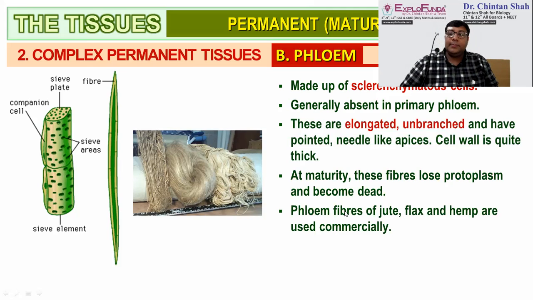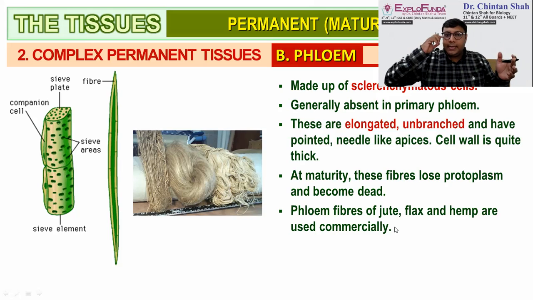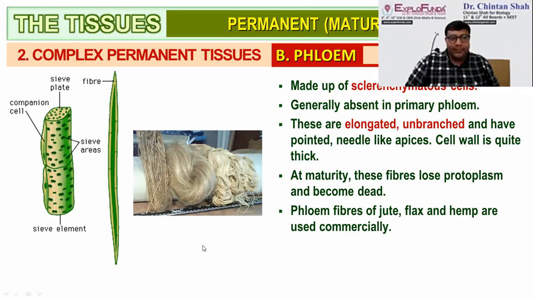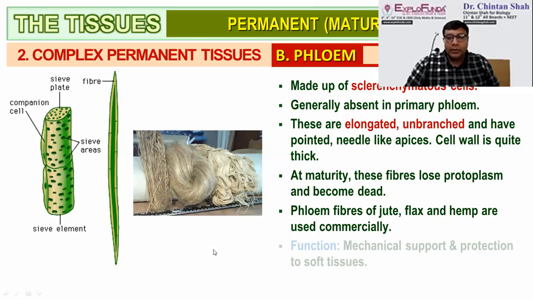Jute, flax, and hemp are used commercially. I told you, even when we carry wheat grains in a bag, that is a jute bag, and it is made up of these phloem fibers. Mechanical support and protection of the soft tissue is their main function.